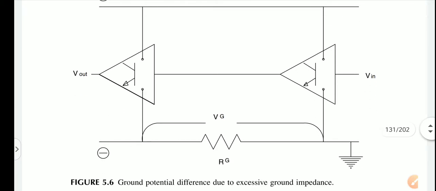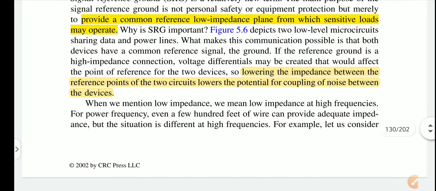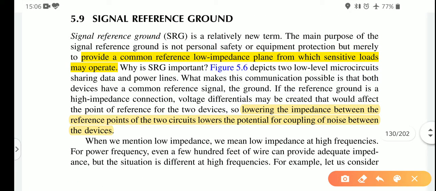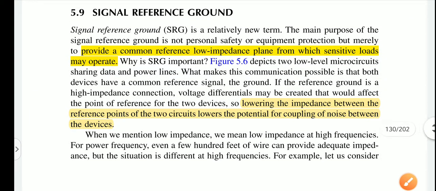Here suppose it has a high impedance, then there might be a possibility that a small amount of current will create a voltage drop, so it may create a problem in the communication. So it is better to lower the impedance between the reference points of the two circuits, to lower the potential for coupling of noise between the devices. Here the important term is noise. Why so? Because noise means any unwanted signal which comes with our data.